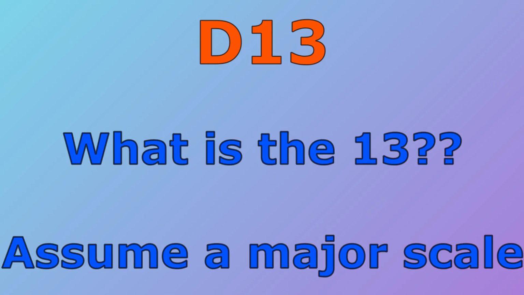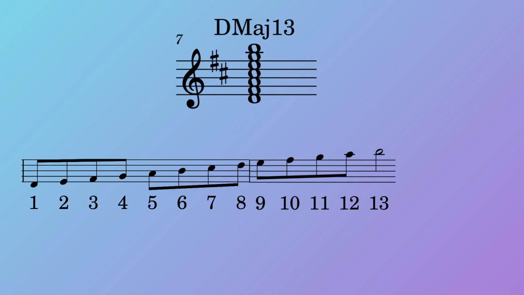Now try to find a 13 for a D chord. You notice I didn't really have to specify if this is a major or a minor chord. When it comes to naming extensions, you will always assume a major scale. If the root of your chord is D, the 13 is B.